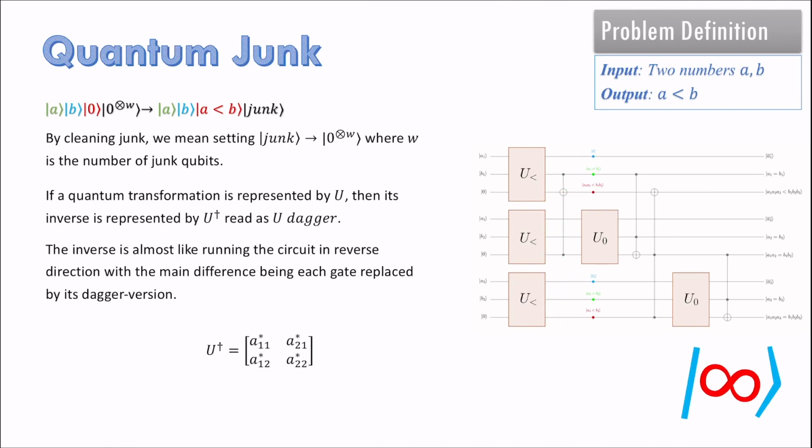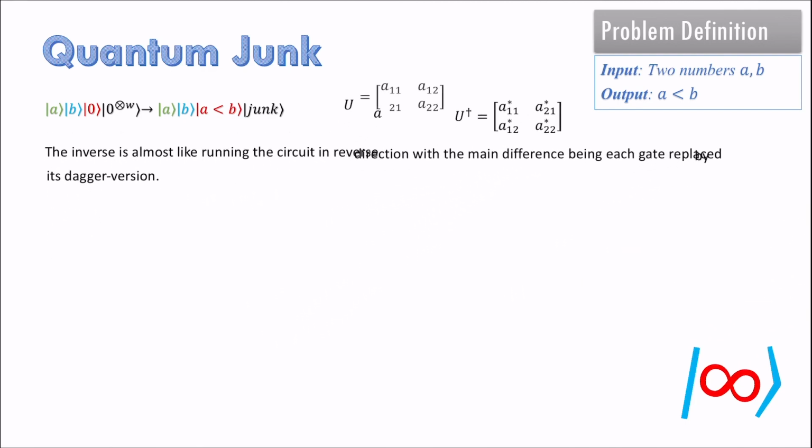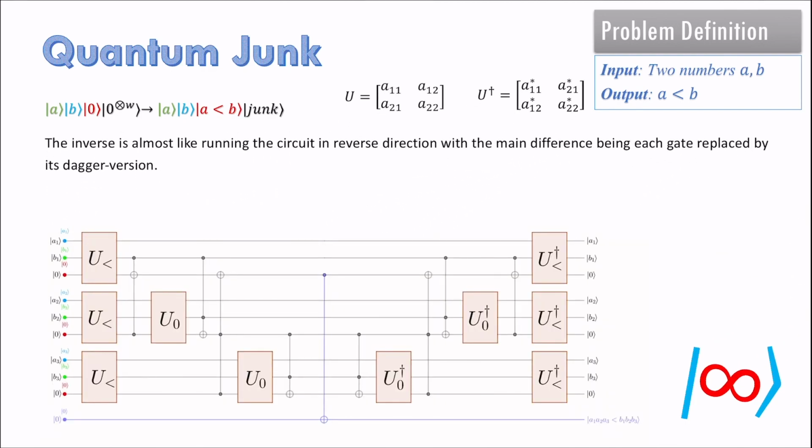In the case of comparison, we apply the following circuit to clean the junk. Notice that the inverse is almost like a mirror image of the left part. Here U naught dagger and U less than dagger are inverses of U naught and U less than gates. C naught gate is its own inverse.